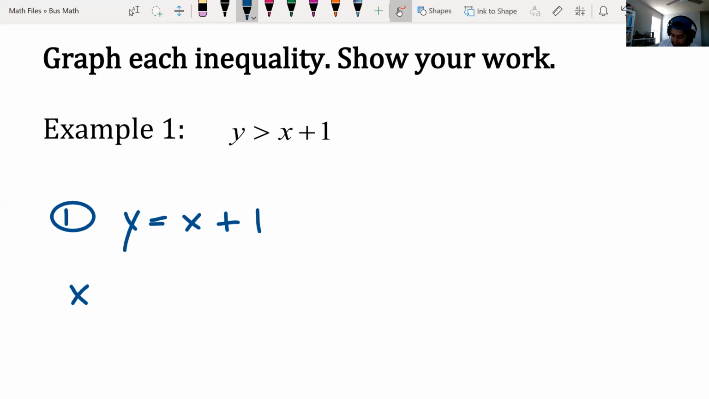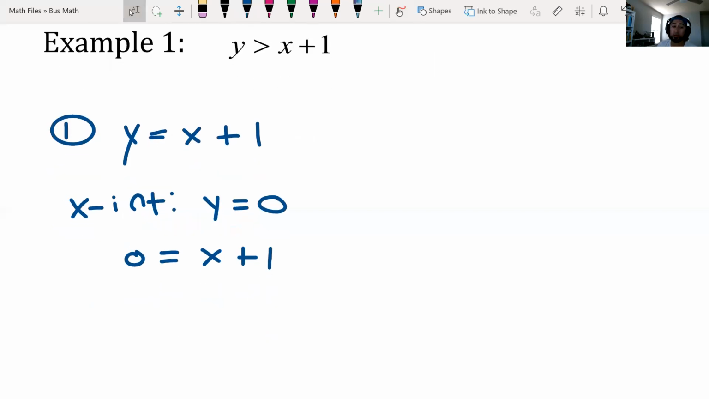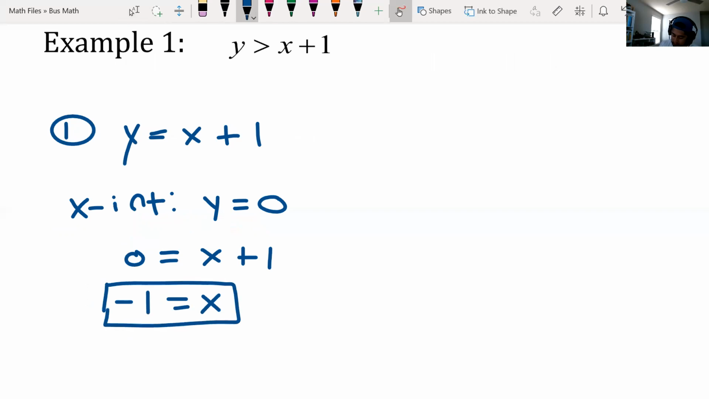When we look for an x-intercept, remember that x-intercepts are on the x-axis. So whenever you look for an x-intercept, you let y equal 0. We'll plug that into the equation above, and we'll get 0 equals x plus 1. We have to solve for x. Move that 1 over, and we get x equals negative 1. And this becomes the point negative 1, 0.